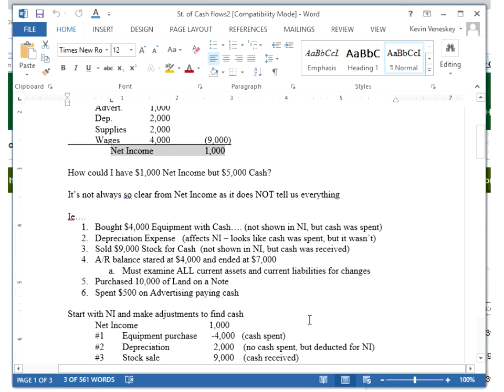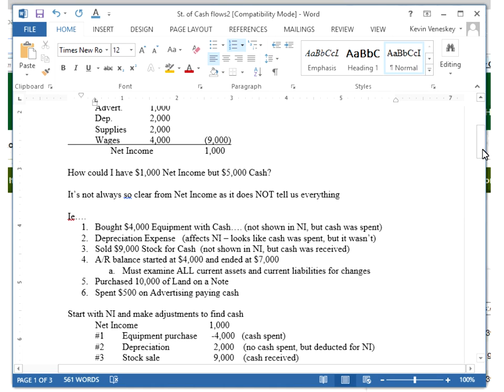Now the fourth item here, AR balance. That started at 4,000 and ended at 7,000. Okay, so if I'm thinking of a T account and I had a beginning balance of 4, and then at the very bottom I drew a line and had a total of 7, well, that means my accounts receivable went up. And the most logical reason why accounts receivable would go up 95% of the time would be because I sold something and I sold it on credit to my customer.